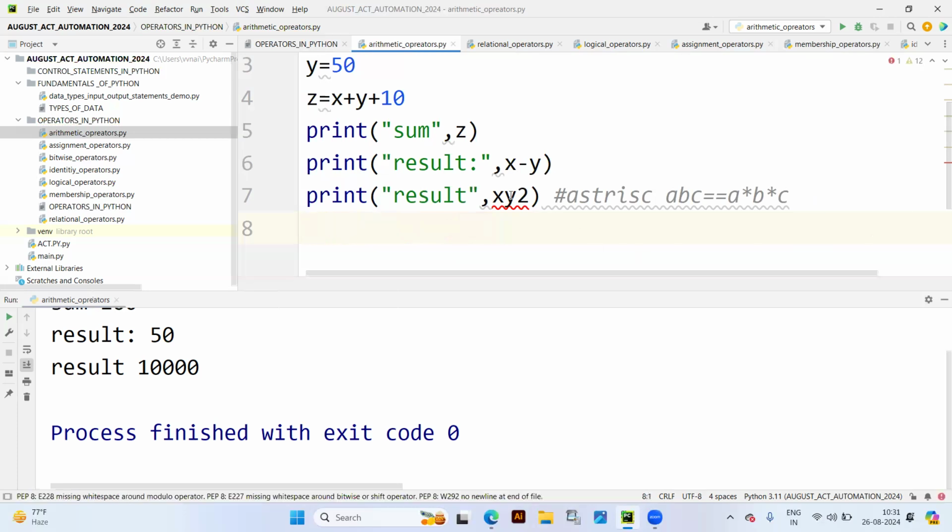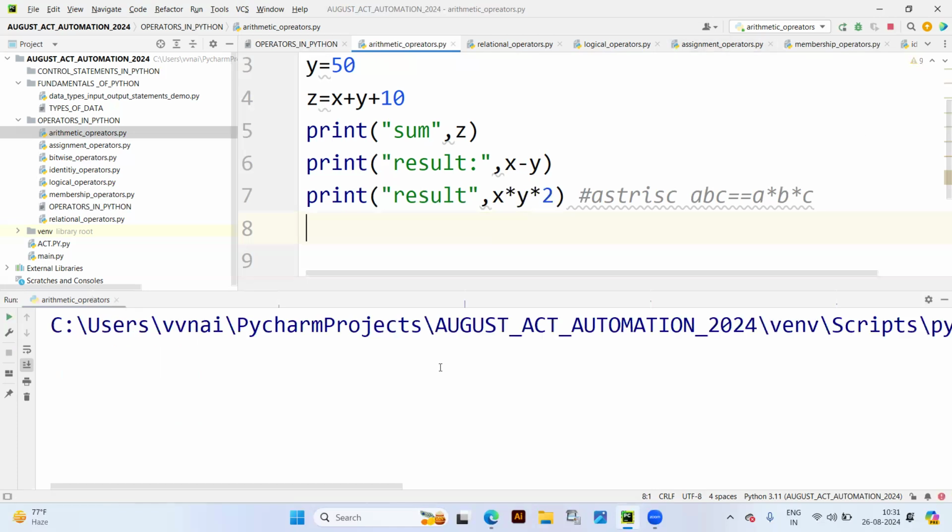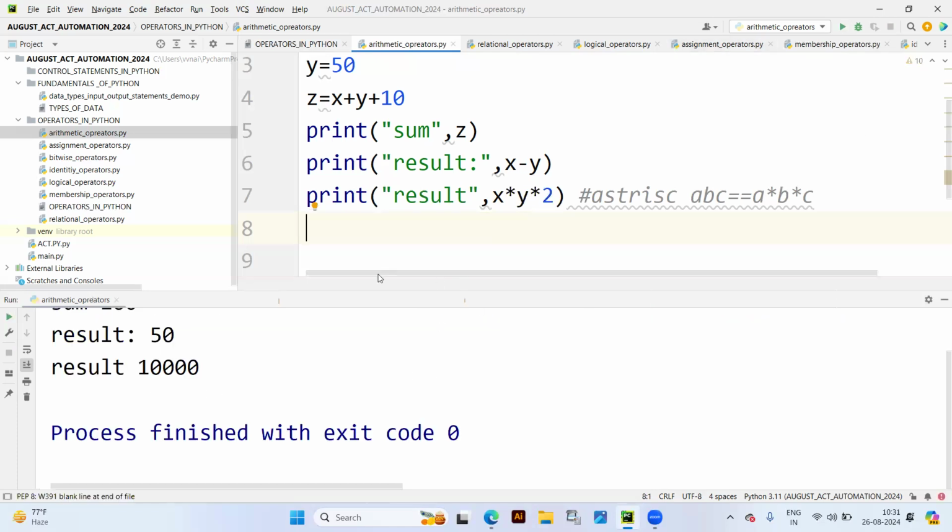Okay. Right. Now what I'm writing here, I'm writing that. Are you clear? Now let's check the output. It will give you accordingly. Yes or no? Clear. Okay.